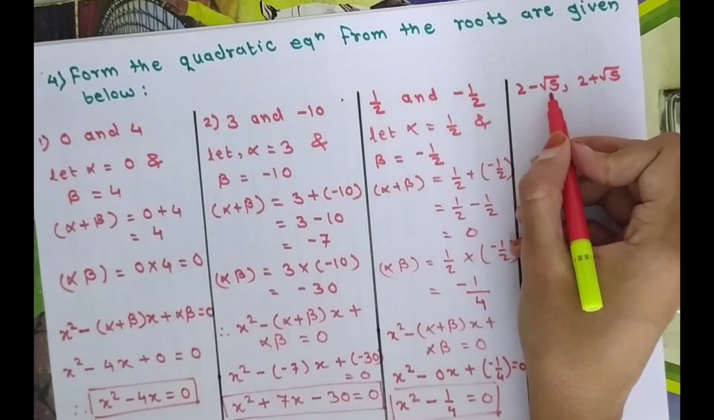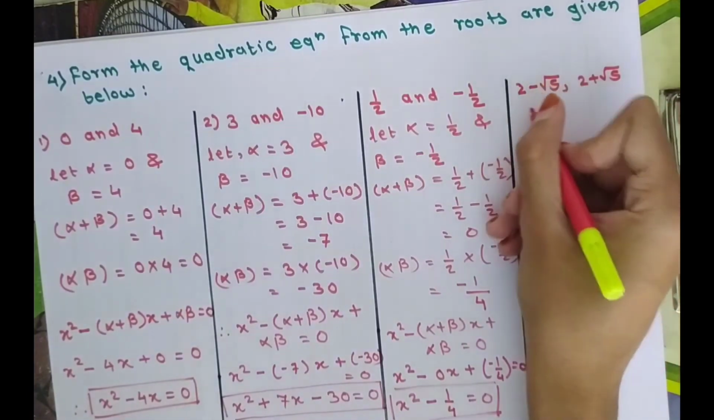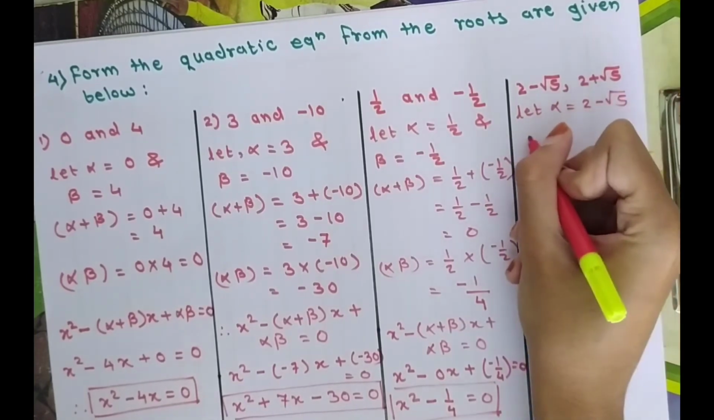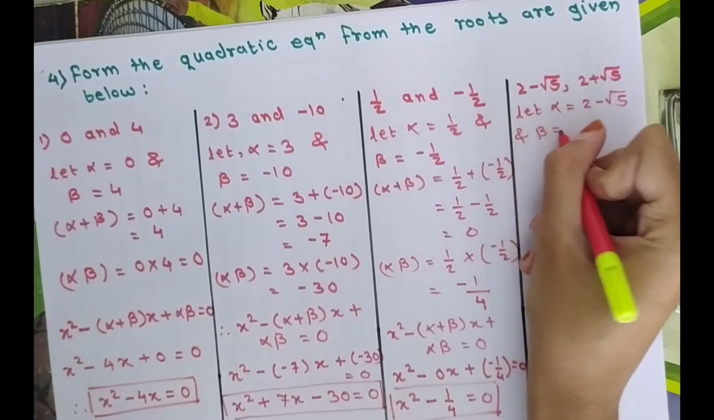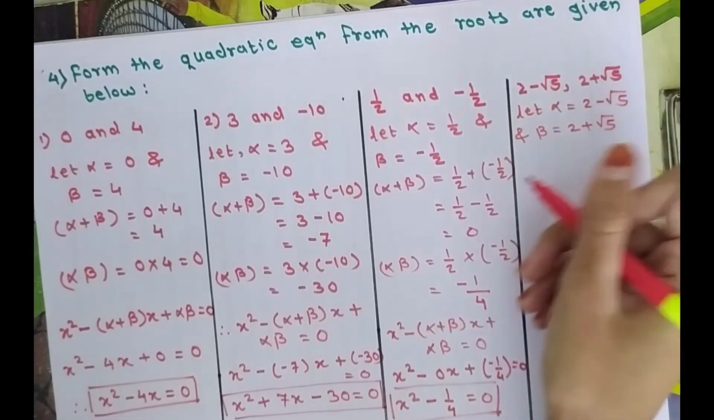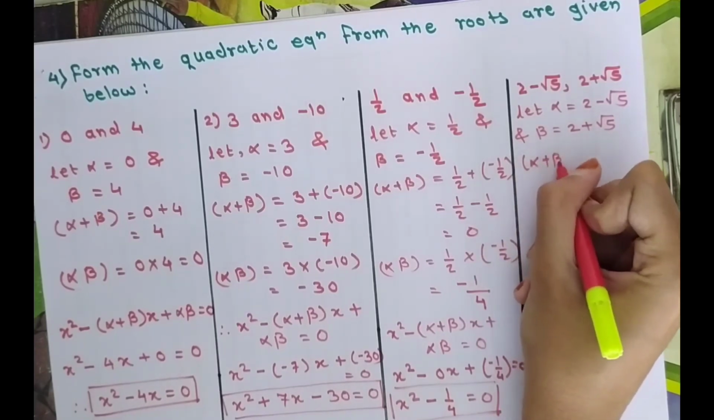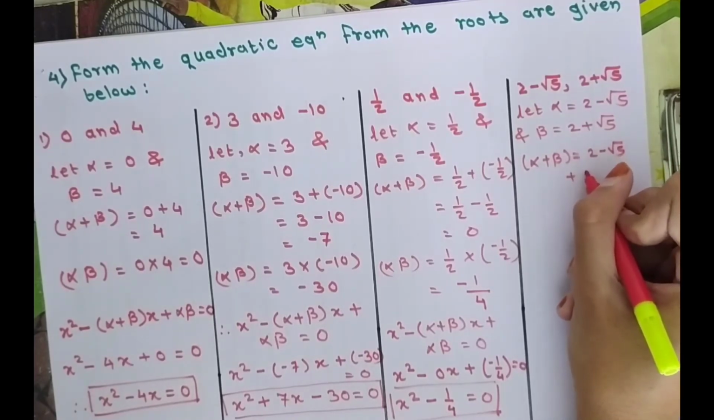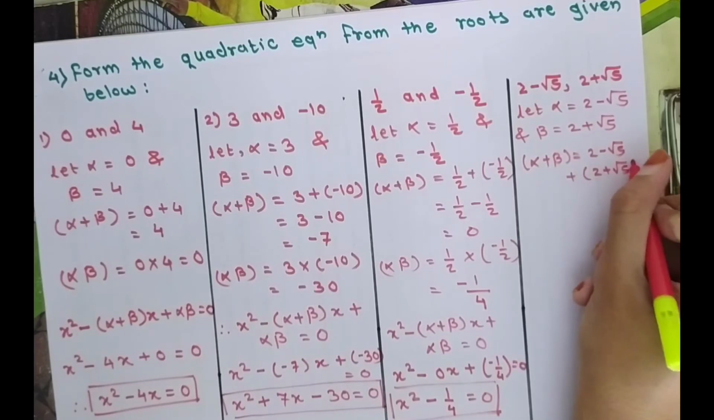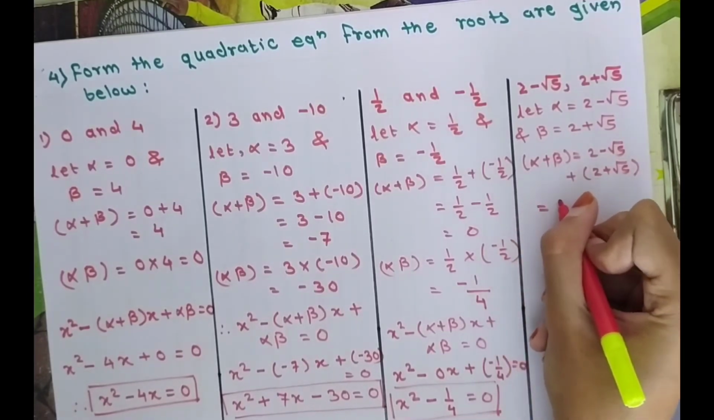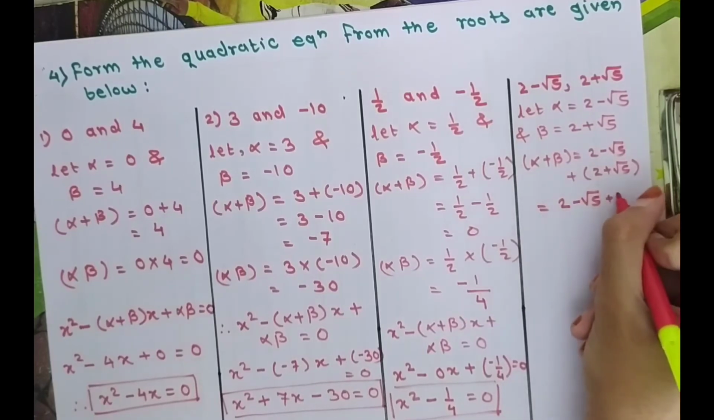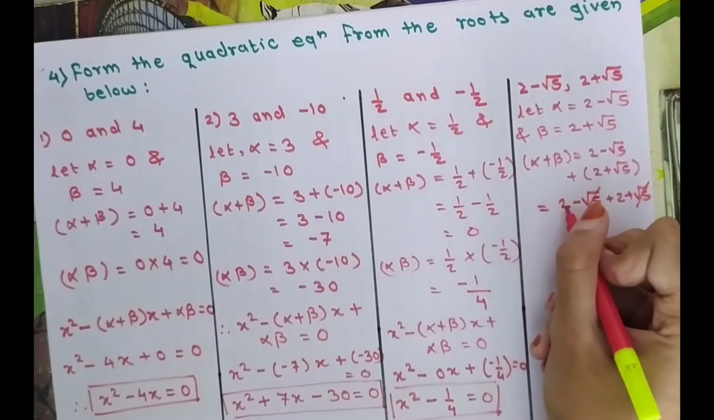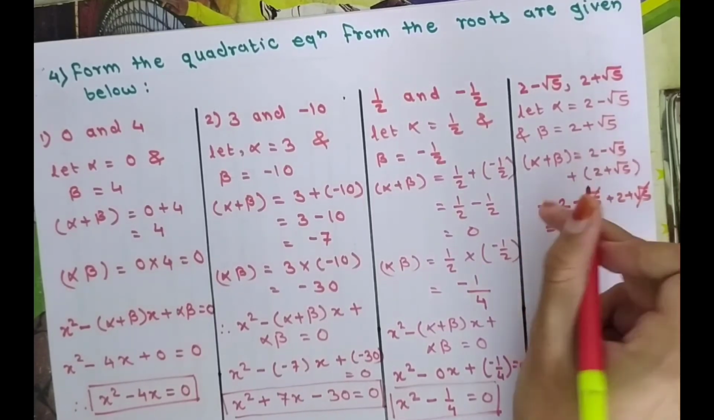Next question: 2 minus root 5 and 2 plus root 5. Let alpha be equal to 2 minus root 5 and beta be equal to 2 plus root 5. Therefore, alpha plus beta is equal to 2 minus root 5 plus 2 plus root 5. The plus root 5 and minus root 5 get cancelled. So 2 plus 2 is 4. So alpha plus beta is 4.